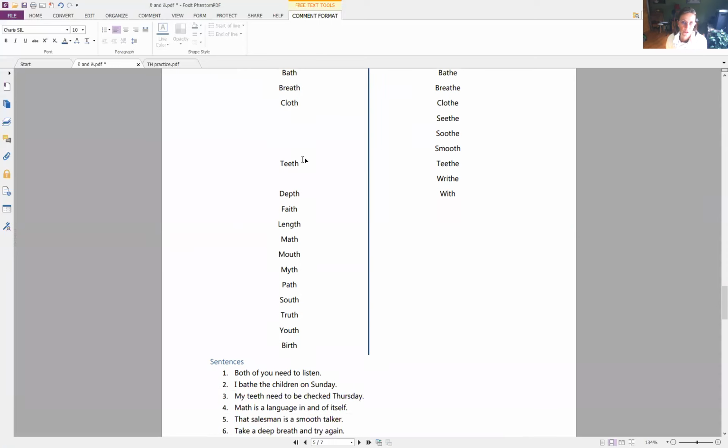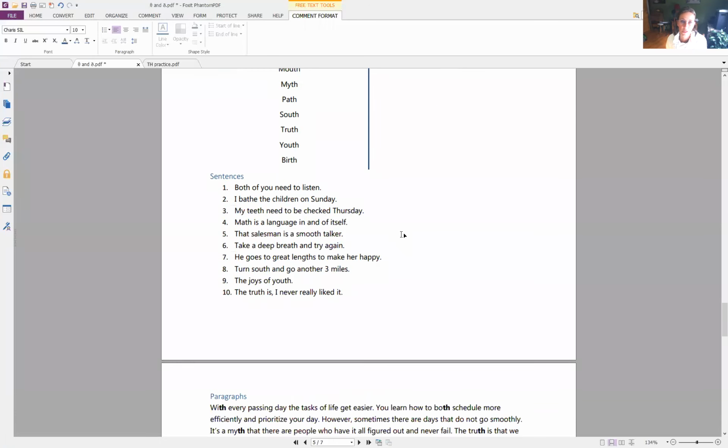If you had to do it slow to get it right, try to make it faster. Again, modulate your difficulty. If you're like, that was pretty easy, great, go on to sentences. How slow, how fast. Both of you need to listen. Bathe. I bathe the children on Sunday. My teeth need to be checked Thursday. Math is a language in and of itself.